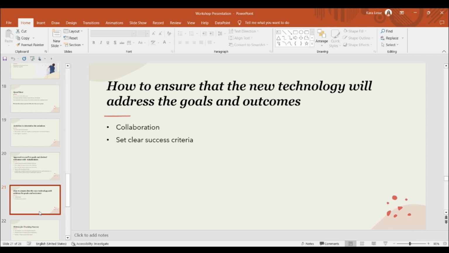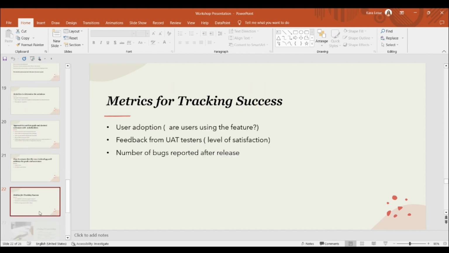And then to ensure that the new technology will address the goals and the outcomes, once you've spoken to the team and you've collaborated with them and you've said to them, hey, this is what we're coming up with, and they said yes, then you have a clear go ahead. So the trick to this is to collaborate and to talk, to be transparent, to talk about what's not going to work and what is going to work so that they can give you the sign off, right?